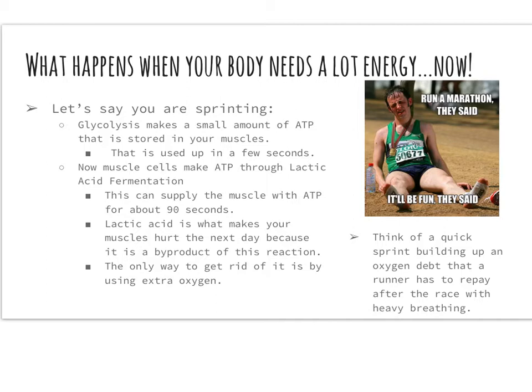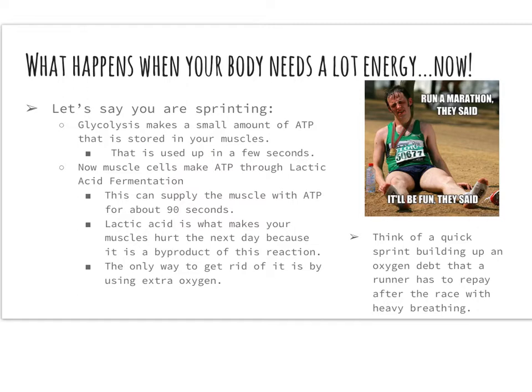Now, when that's gone, muscle cells make ATP through our second pathway, which is lactic acid fermentation. So these are really the only two that are used when we are sprinting. On the previous slide, I mentioned three things: ATP in the muscles, fermentation, as well as cell respiration. These first two are only used in sprinting. So it supplies about 90 seconds of ATP. That would get you through probably about a solid 200-meter dash, if you're wondering. But lactic acid is what makes your muscles hurt.